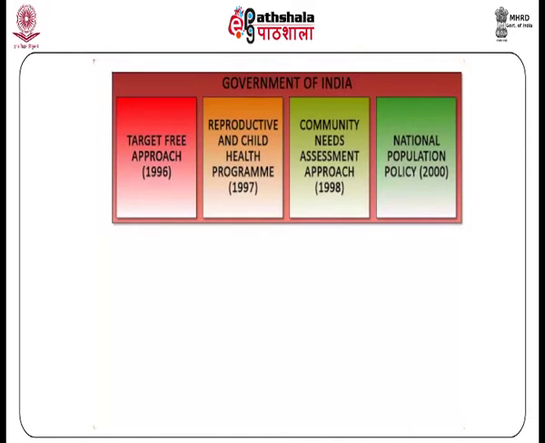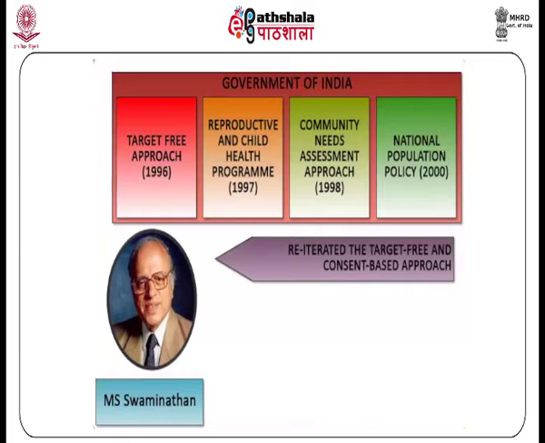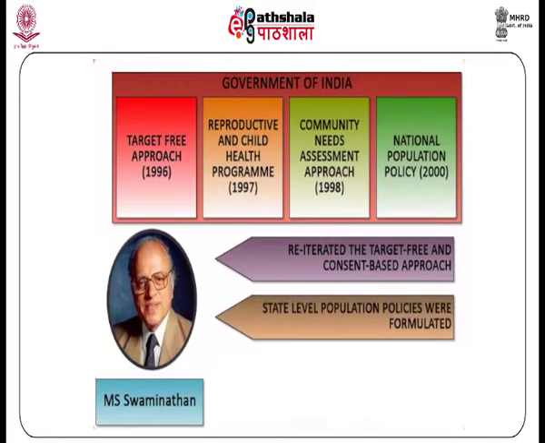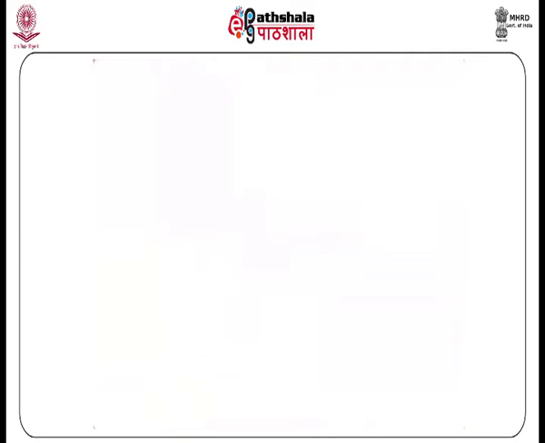Under the chairmanship of M.S. Swaminathan, the Government of India reiterated the target-free and consent-based approach. Based on its suggestions, state-level population policies were formulated, for example by Tamil Nadu, Rajasthan, Andhra Pradesh, Madhya Pradesh and Uttar Pradesh. In 2006, a national population policy was announced by the government.